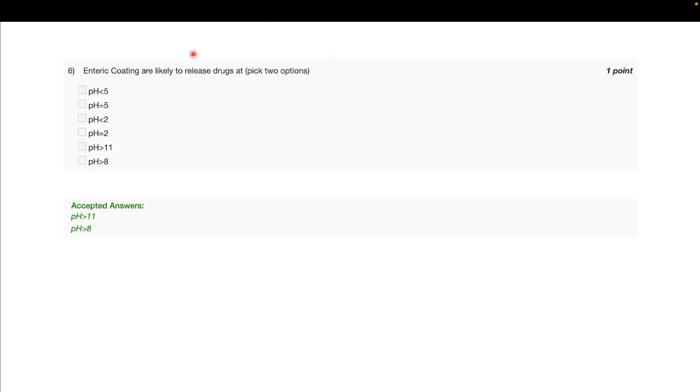So the question is, enteric coatings are likely to release drugs at, so anything above the acidic pH is the likely answer. So the only two options fitting into the answer are if the pH is more than 8 or more than 11, that's where your enteric coatings will release the drugs. Is this clear?